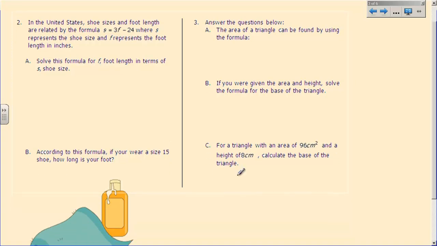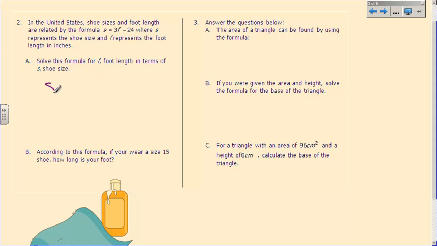This number 2 here says, in the United States, shoe sizes and foot length are related by this formula. S equals 3F minus 24, where S is the shoe size and F is the foot length. The first thing you're asked to do is solve the formula for F, foot length, in terms of S, the shoe size. What "in terms of" means is that you want it to be F equals, because we're solving for F, and then the S has to be part of the equation on the other side.